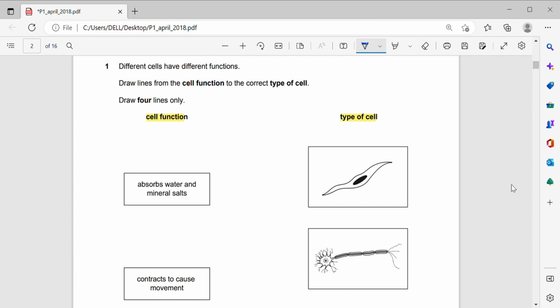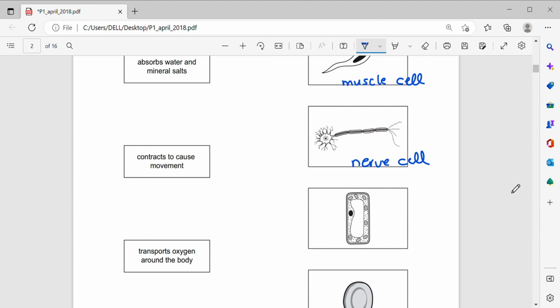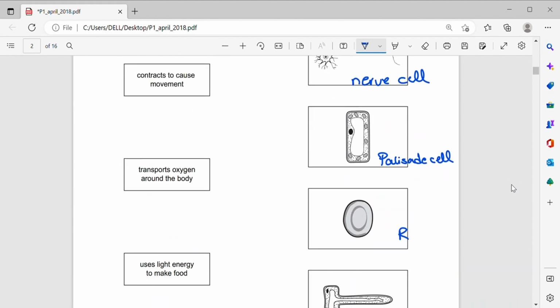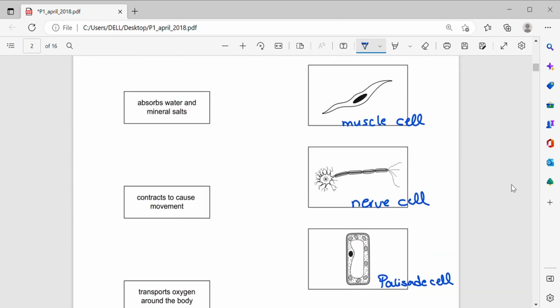For example, this cell is the muscle cell. This cell is the nerve cell or the neuron. This is a plant cell. To be more specific, this is the palisade cell. This is a red blood cell. And the last one is the root hair cell. Let's now draw the lines.